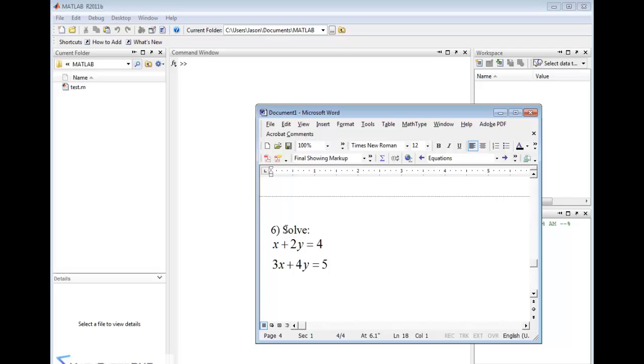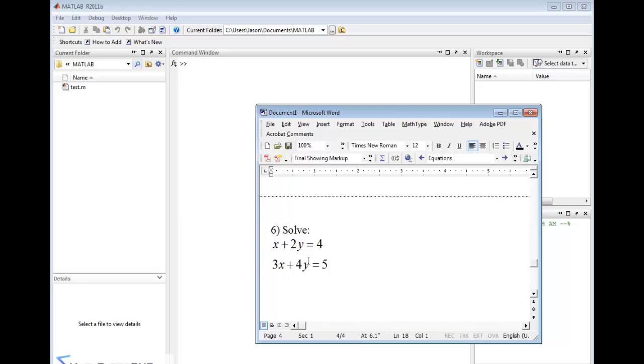Basically, the way you represent this as a matrix is you take what's on the left-hand side of the equal sign and put it in a matrix. So these coefficients, the 1 in front of the x, the 2 in front of the y, the 3 and the 4, you put in a matrix representing the left-hand side of the equation. And then you put the 4 and the 5, what's on the right-hand side of the equal sign, in a separate matrix. So basically you have two matrices.